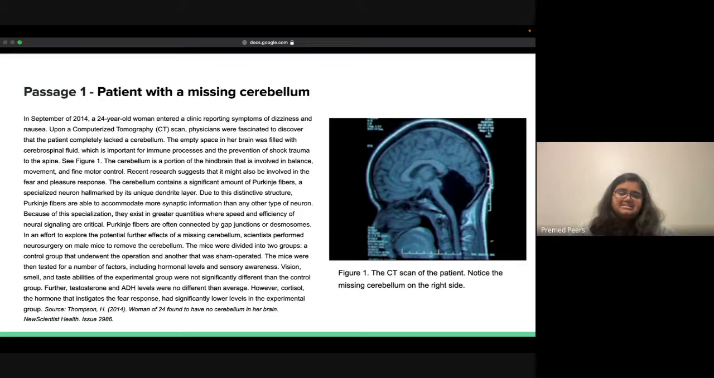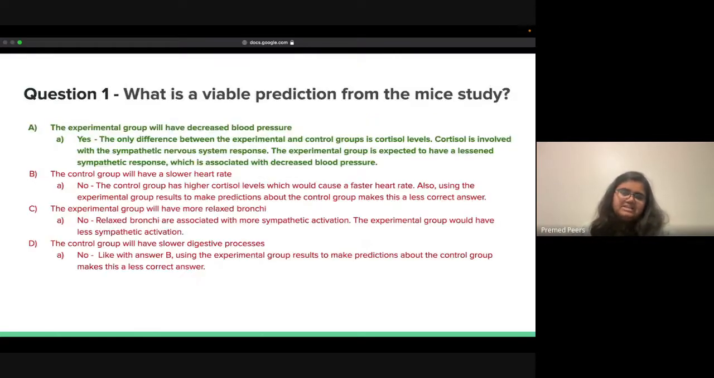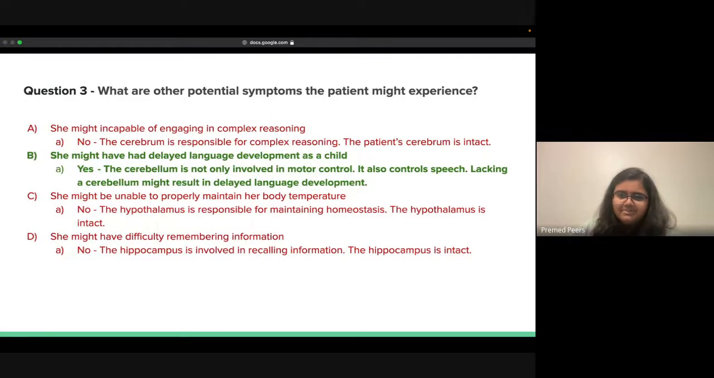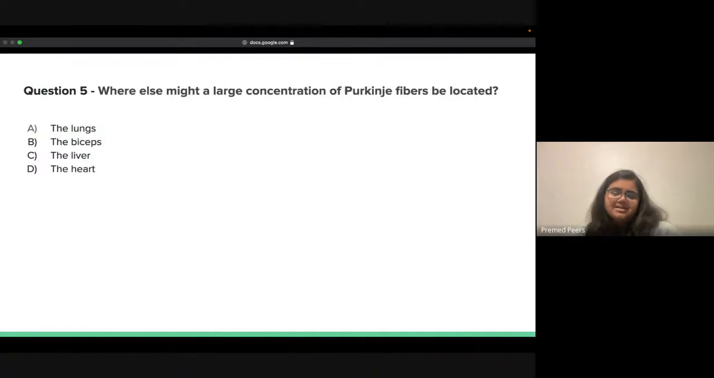Due to this distinctive structure, Purkinje fibers are able to accommodate more synaptic information than any other type of neuron. Because of this specialization, they exist in greater quantities where speed and efficiency of neural signaling is critical. They are often connected by gap junctions or desmosomes. Okay, so that's all that we get, a significant amount of information about what Purkinje fibers are from this passage.